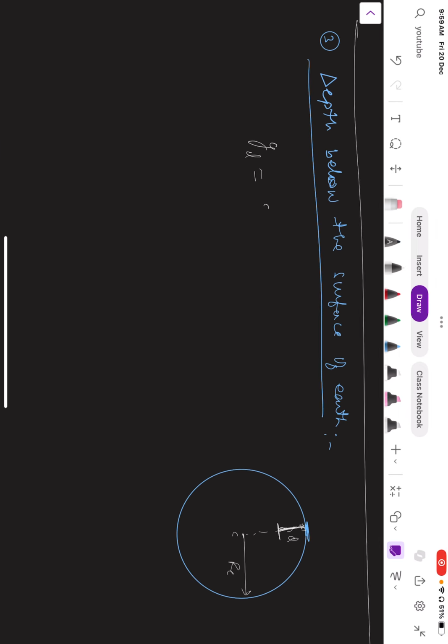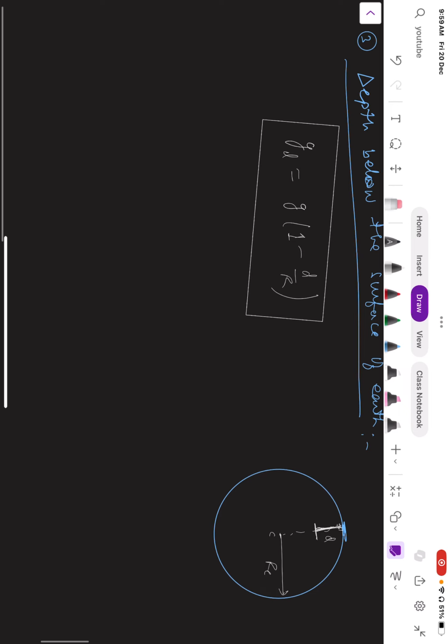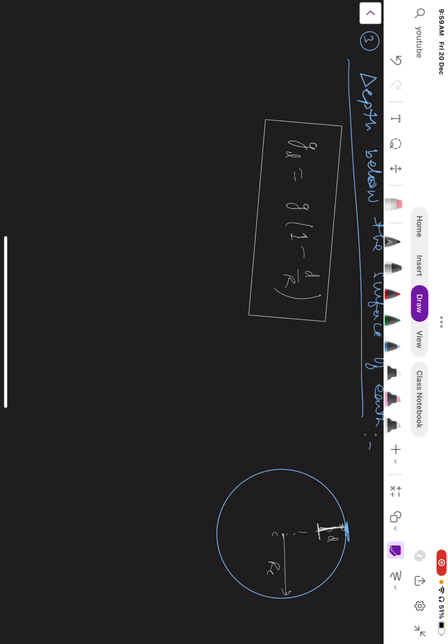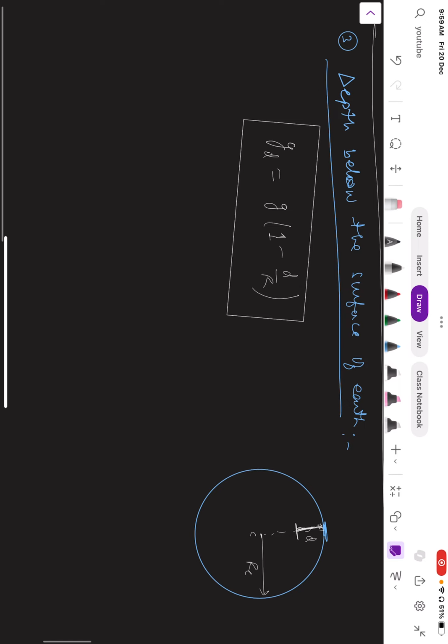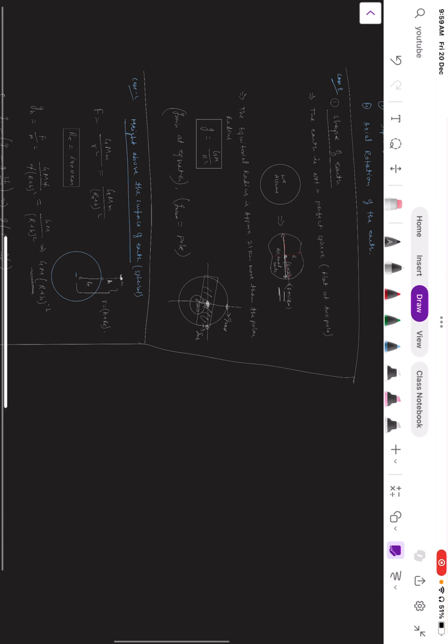So the depth formula is g into (1 minus d by R). This formula becomes g into (1 minus d by R), and in this case we can say the gravity formula becomes g(1 minus d by R). So these are two formulas, and the two are very different.